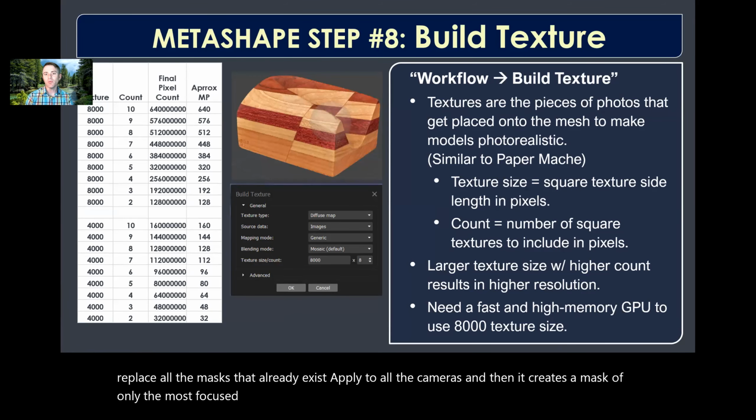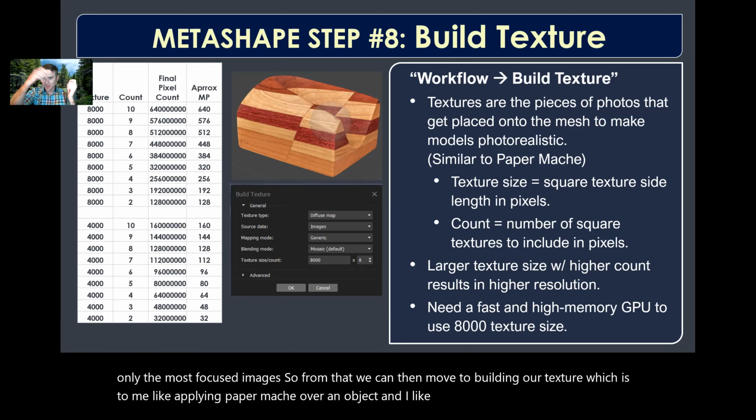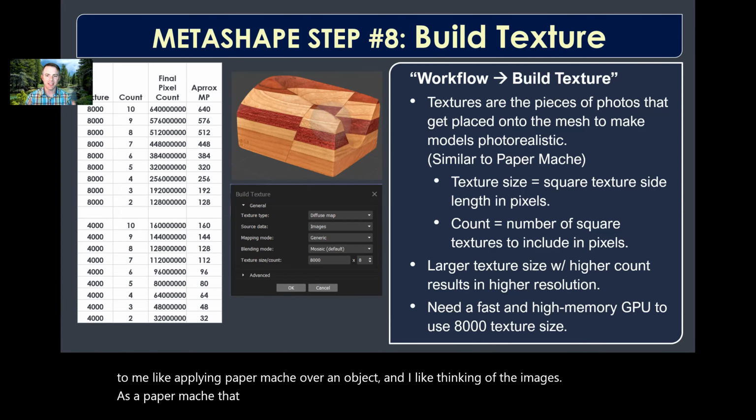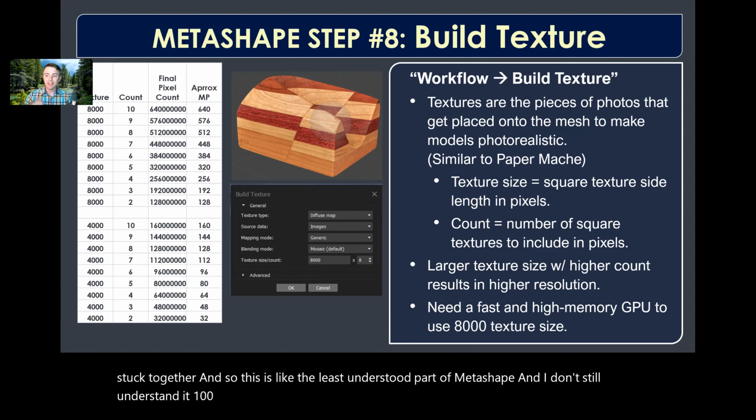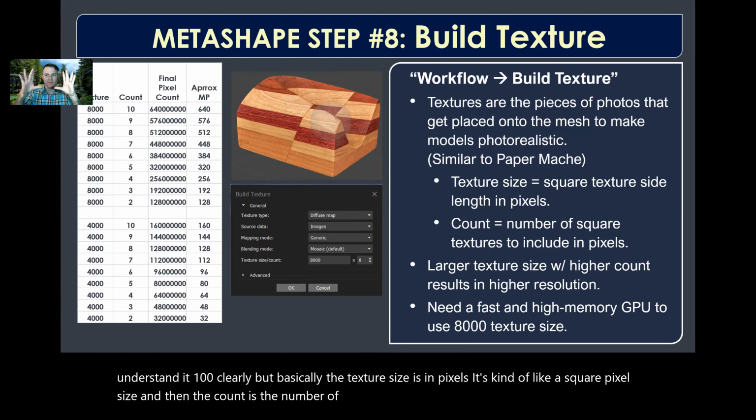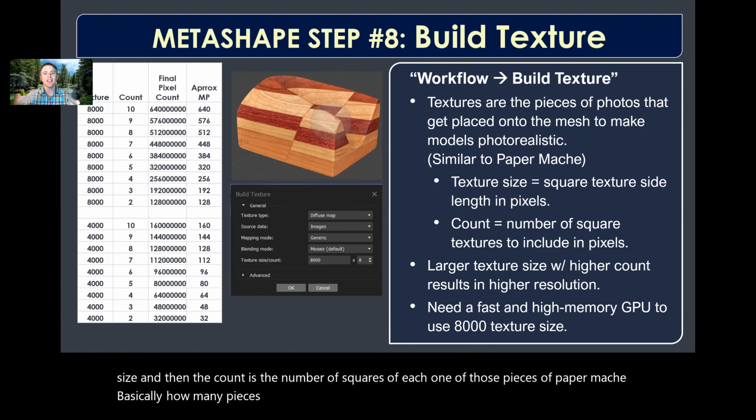From that, we can then move to building our texture, which to me is like applying papier-mâché over an object. I like thinking of the images as the papier-mâché that you're just slathering on top, and it makes an image after they're all stuck together. This is like the least understood part of Metashape, and I still don't understand it 100%, but basically the texture size is in pixels. It's kind of like a square pixel size. And then the count is the number of squares, of each one of those pieces of papier-mâché. How many pieces of papier-mâché are you going to put on there, and how big is each?